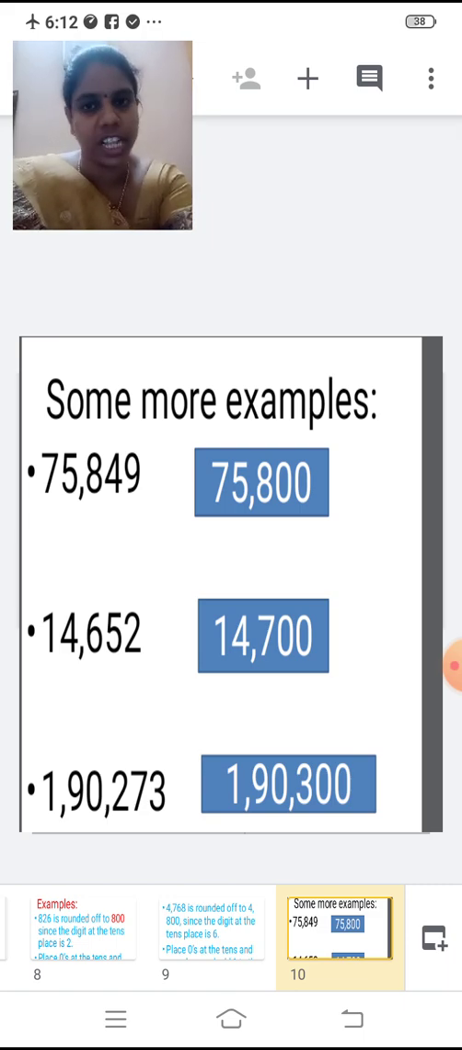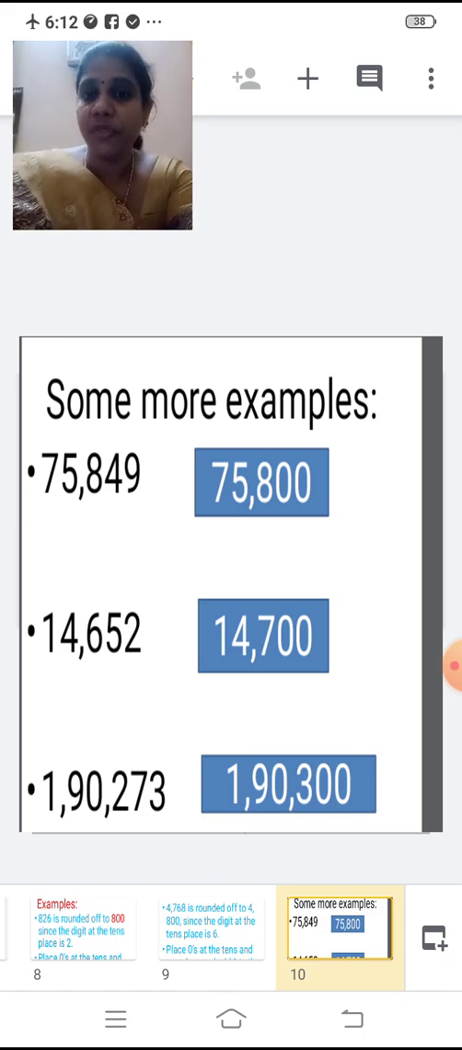Ones place 0, tens place 0. And do we have to change the hundreds place? Do I have to add 1? No. Since the digit in the tens place is 4, the hundreds place remains as it is, right? So what digit are we having at the hundreds place? 8. That 8 will not change. So 8, and the other digits 5, 7.